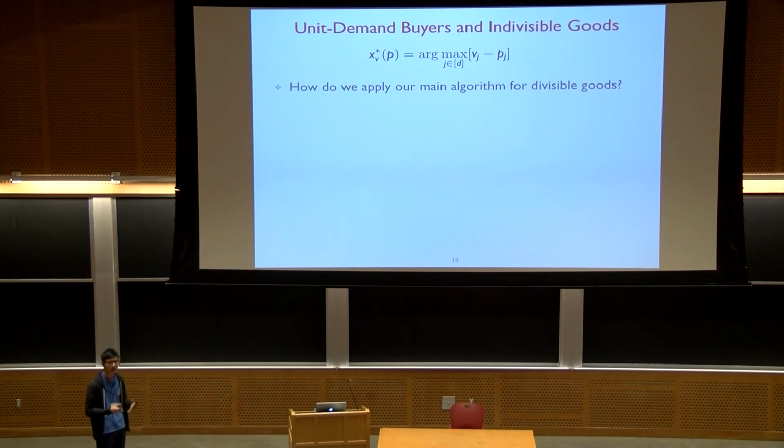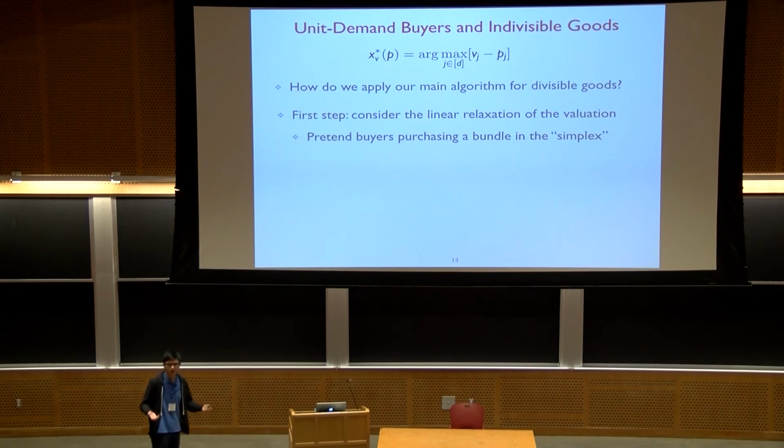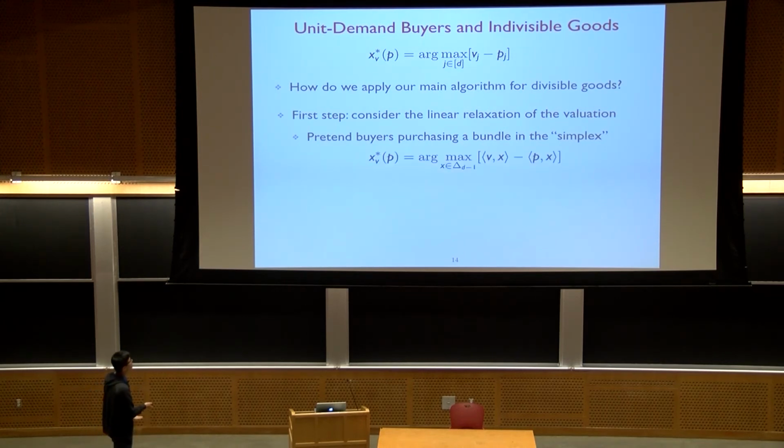So first step is very natural and simple. We can always consider the linear relaxation of the unit demand valuation. We can pretend that the buyer is purchasing a bundle inside of the simplex, the probability simplex. So we can pretend that it's optimizing a slightly different form of valuation, but the purchase decision or the preference will be consistent. It will be the vertex of the simplex.